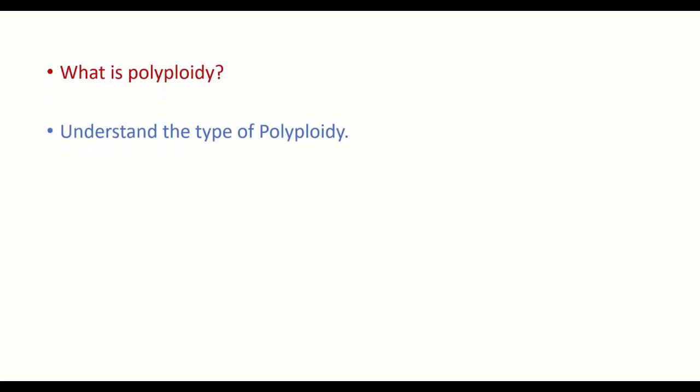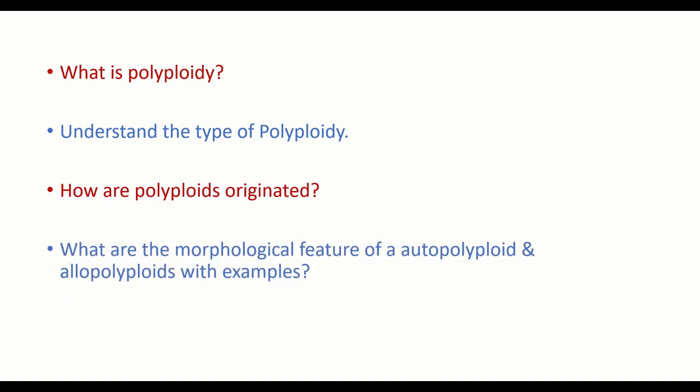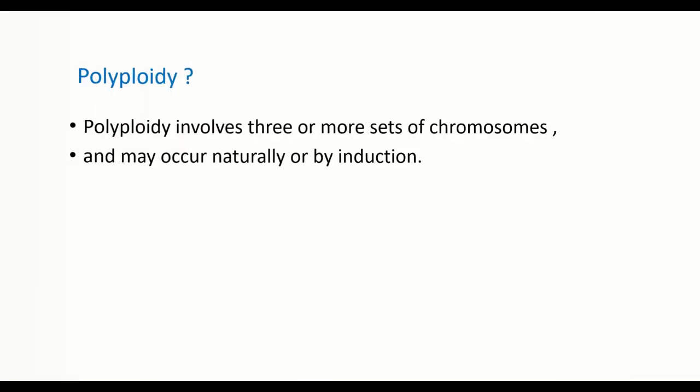So by the end of this class you'll be able to answer the following questions about polyploidy breeding. What is polyploidy? You'll be able to understand the types of polyploidy, what polyploids are, how polyploids originate, and what the morphological features of autopolyploids and allopolyploids are, with their examples. Coming to the first one, let's see what polyploids and polyploidy are. It involves three or more sets of chromosomes.